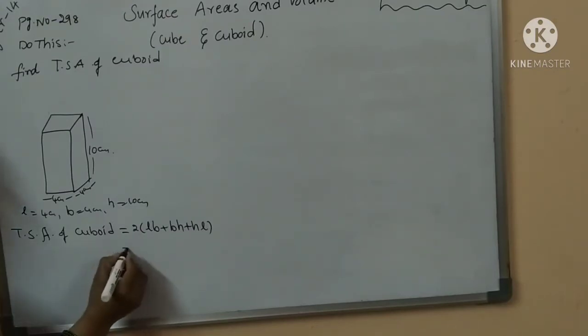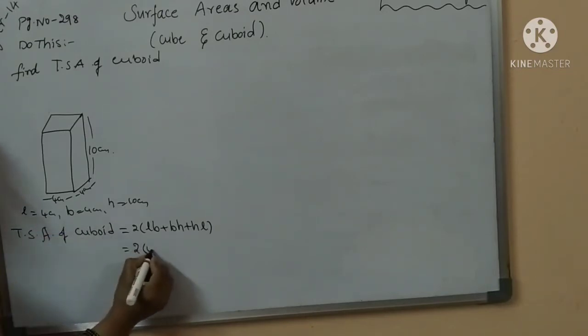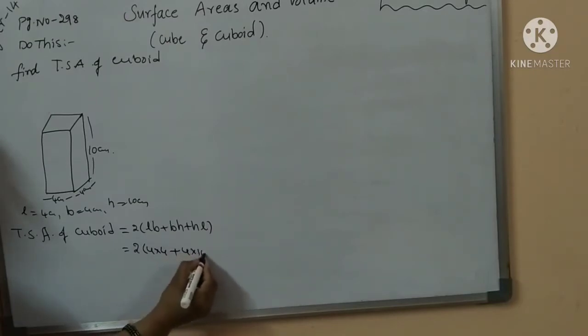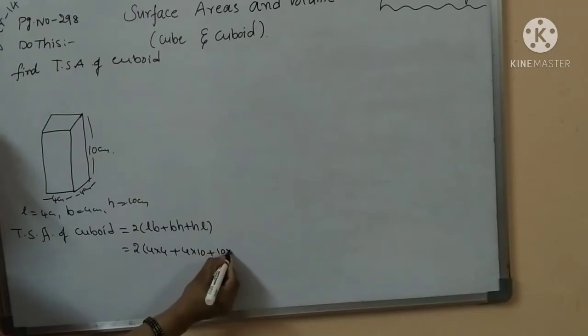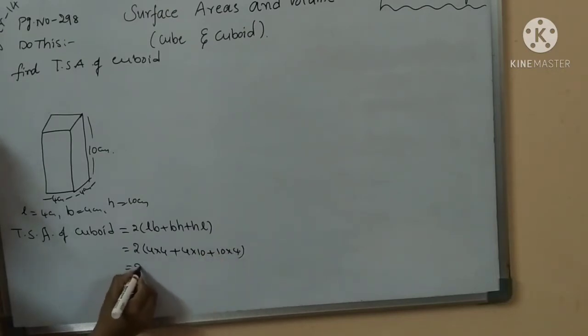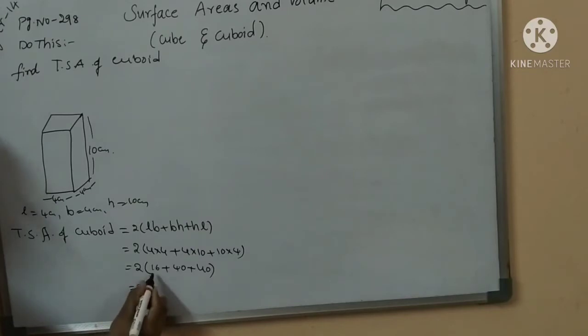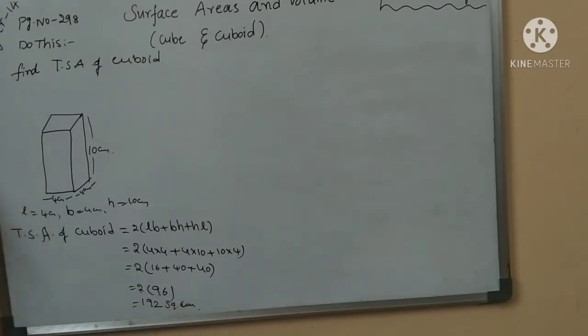Substitute the L, B and H values: 2 into (4 into 4, plus 4 into height 10, plus height 10 into length 4). 4 fours are 16, plus 4 tens are 40, plus 10 fours are 40. So 2 into (16 plus 40 plus 40), which is 2 into 96, that is 192. The unit is square centimeters. So that is the total surface area of the cuboid.